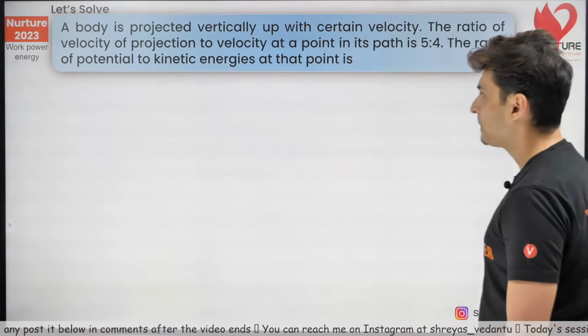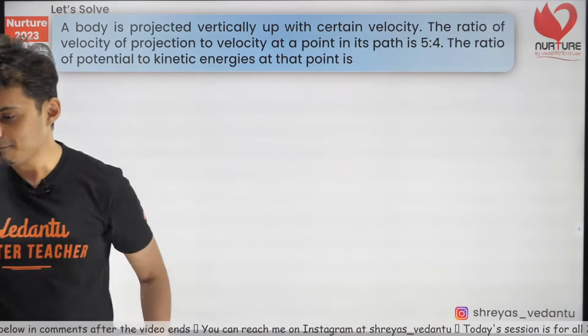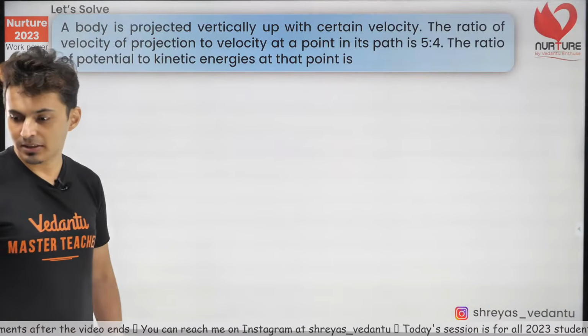Kx square by 2mg. Here it is. All right. Very good, Srimati. Very good, Ishpreet. All right.